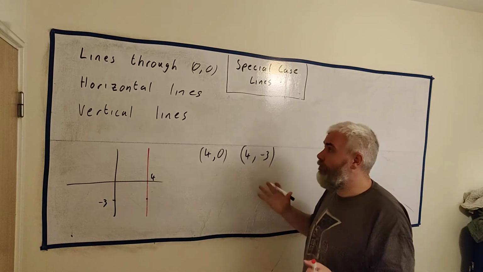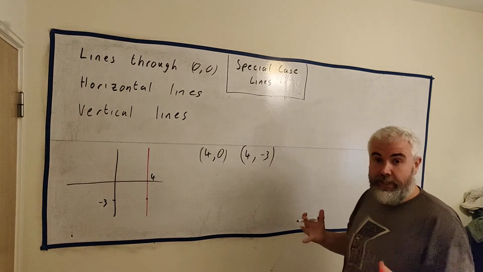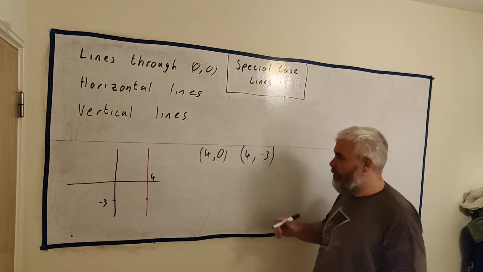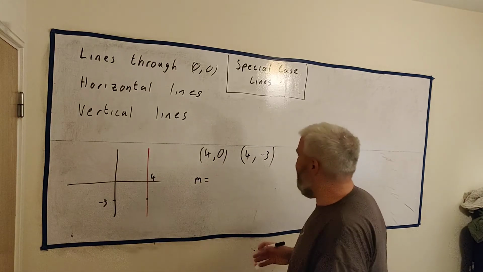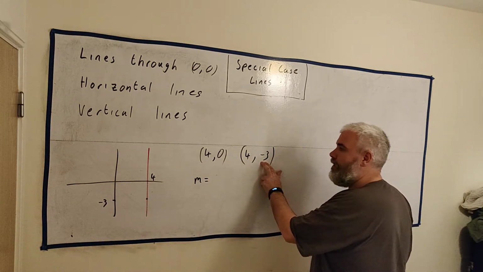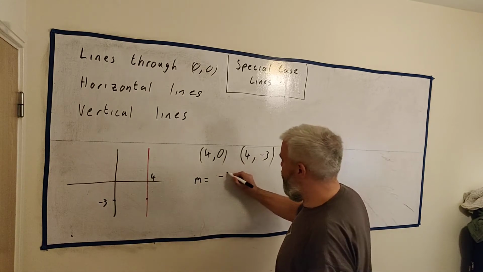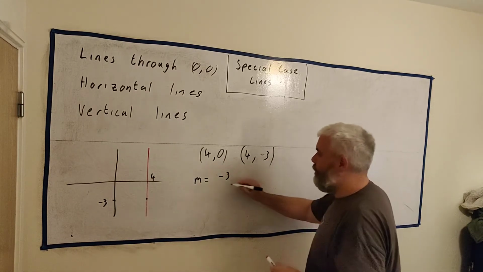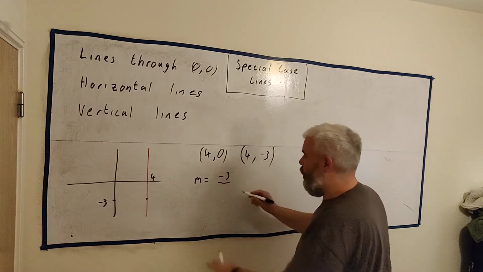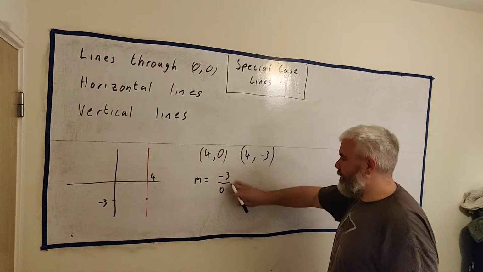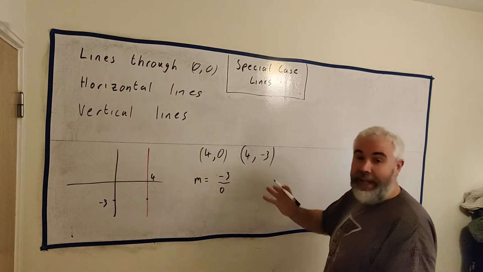I've already said we're going to have a problem trying to do this if we did it the standard way. But let's try it anyway. We'll go m is equal, let's see, minus 3 minus 0. Well, that's just minus 3. Divided by 4 minus 4. There's our problem. This is impossible. This does not equal anything.